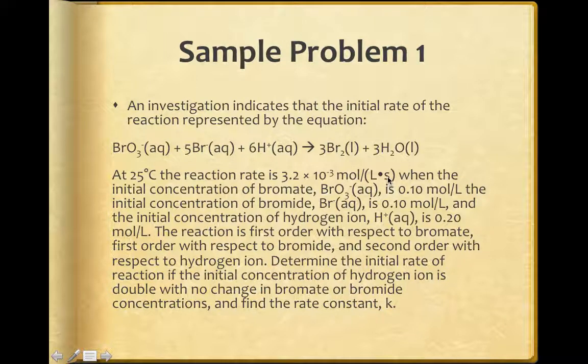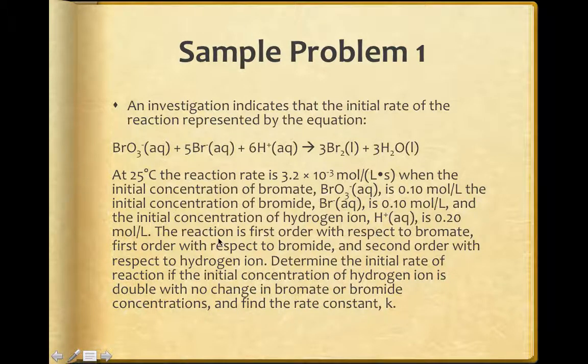Now, it is that rate when the initial concentration of bromate, BrO3 minus, is 0.1 mole per liter, the initial concentration of bromide is 0.1 mole per liter, and the initial concentration of hydrogen is 0.2 moles per liter.